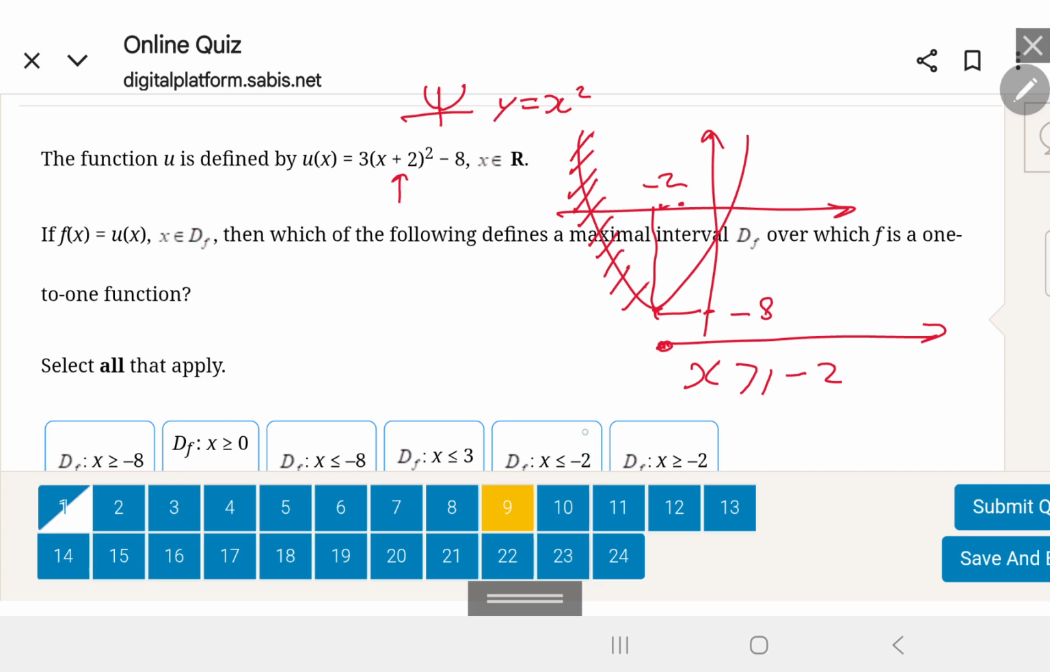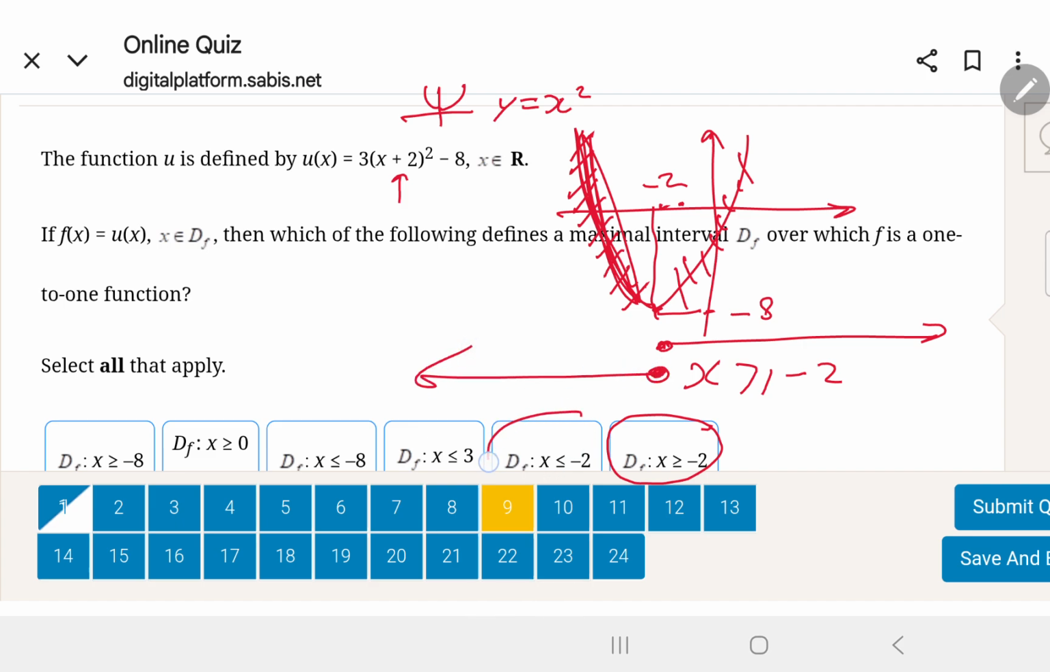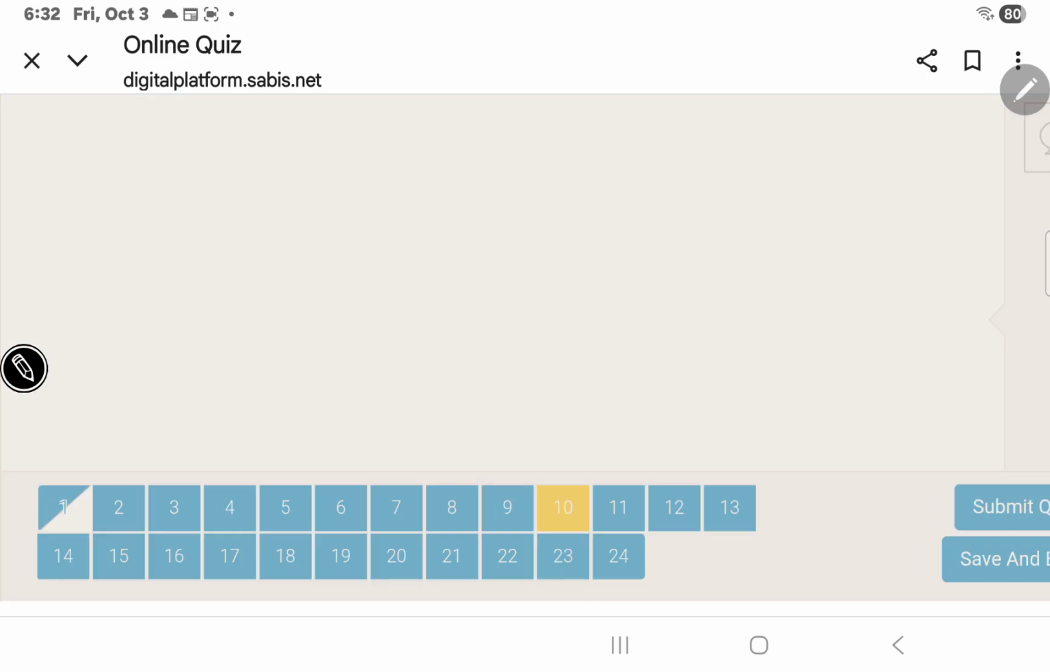So I choose this option. But in case you delete the right hand part, you are left with the left part, and the domain will be from negative 2 and below, so x less than or equal to negative 2. Question number 10.